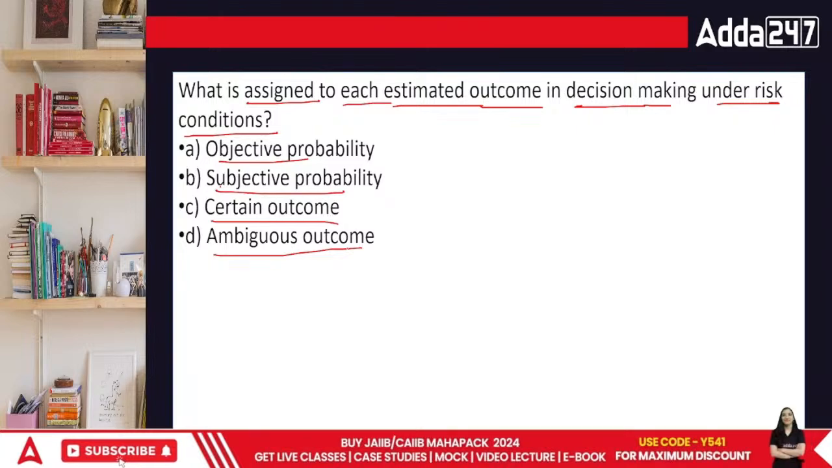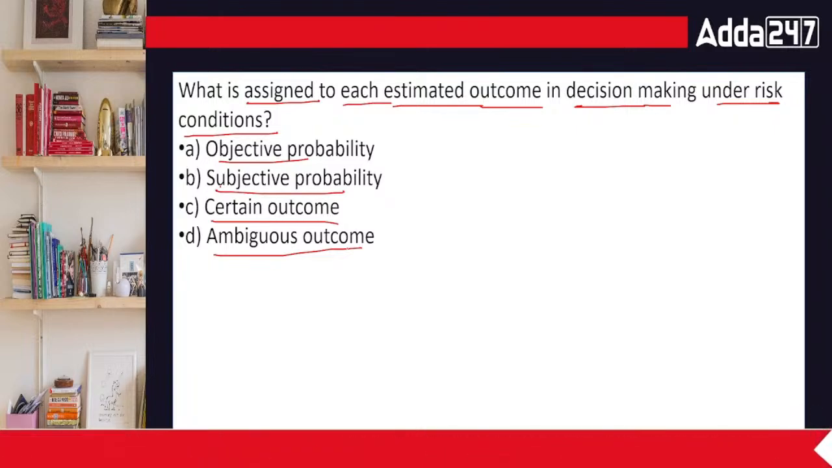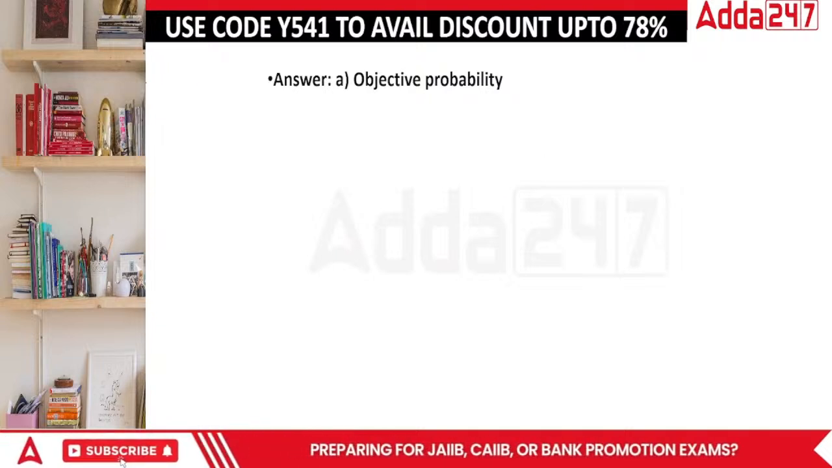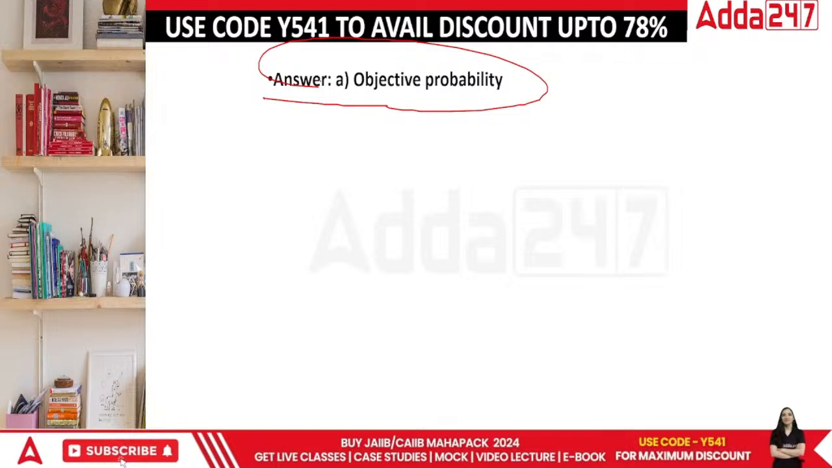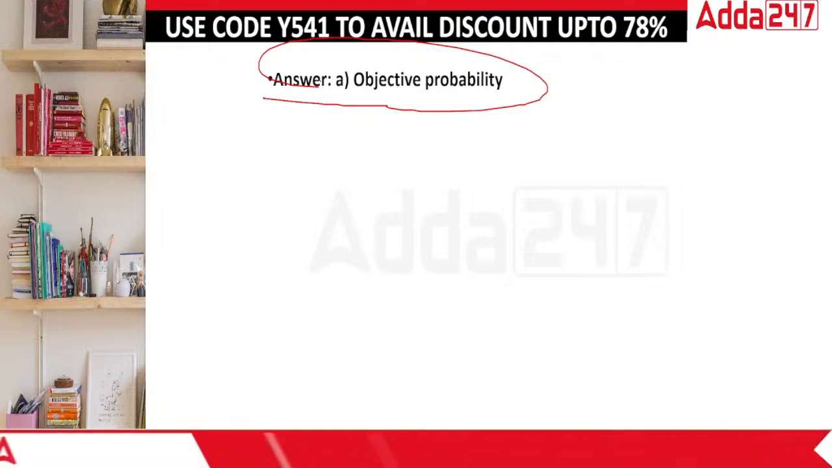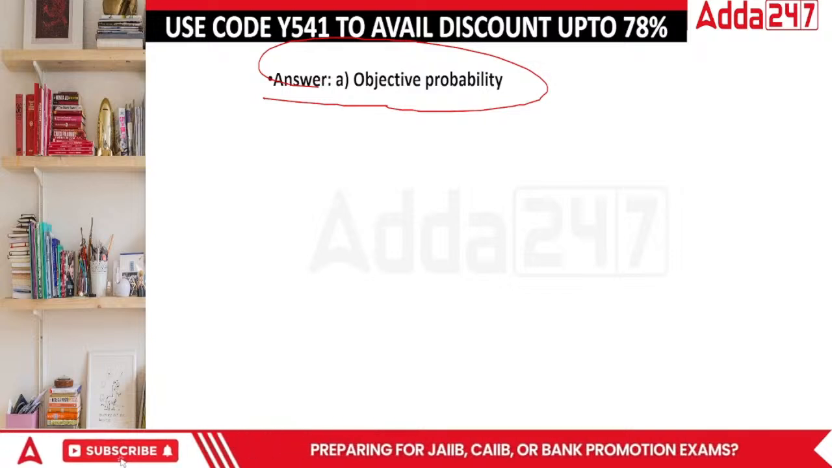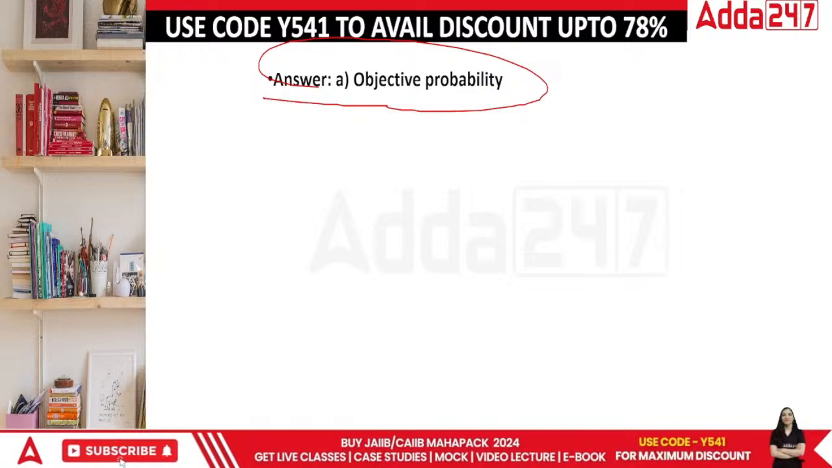What is assigned to each estimated outcome? Each estimated outcome is basically assigned objective probability. Probability of happening and not happening, leading to another level of set of incidences. That is what they are covering in this area, right?